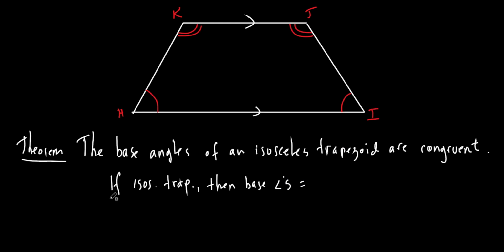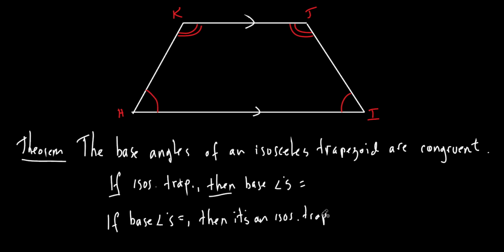Now watch this. Do you see where the if is and the then? Okay. Let's switch it up. So if the base angles are equal, then what do you have? Right, that's it. Then it's an isosceles trapezoid. See the difference? Okay. So that's what we're doing. It's similar, but a little different.